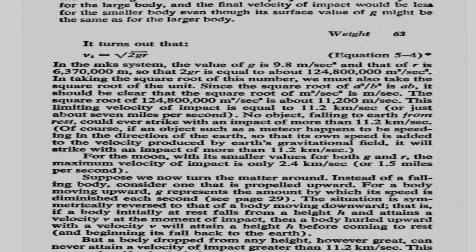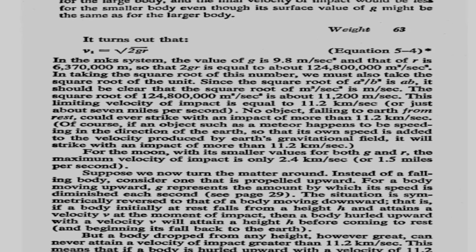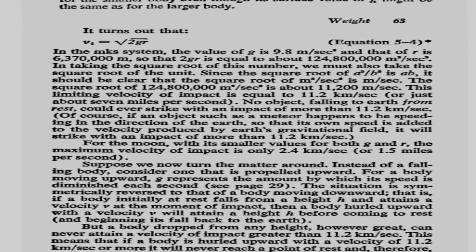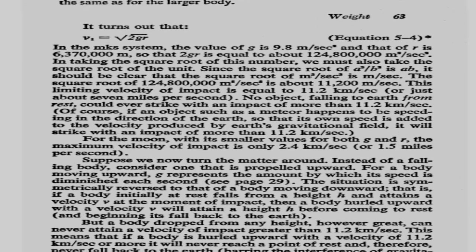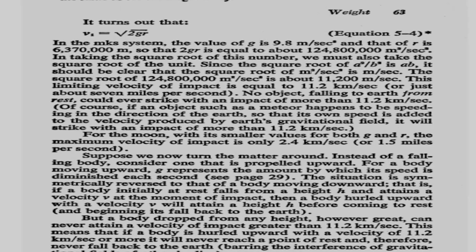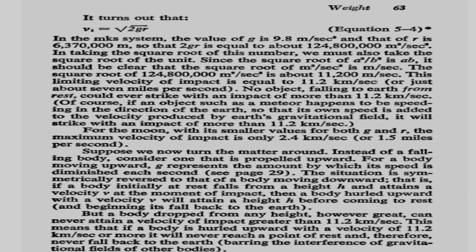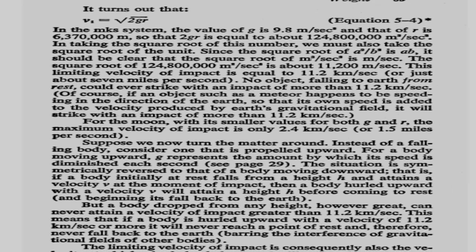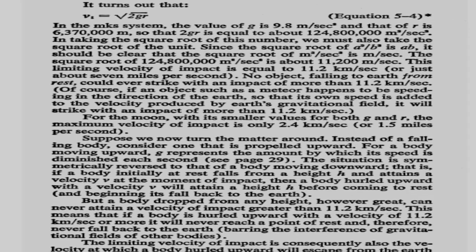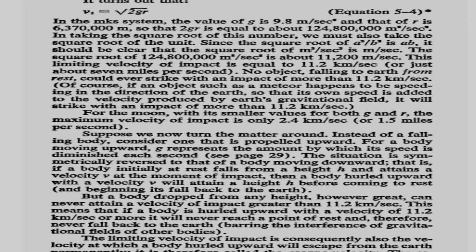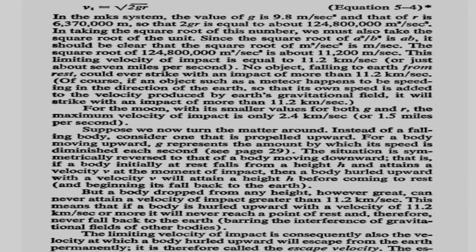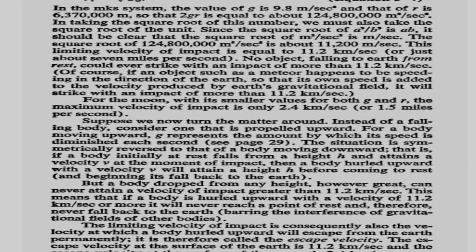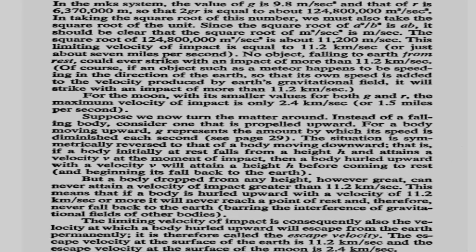Suppose we now turn the matter around. Instead of a falling body, consider one that is propelled upward. For a body moving upward, g represents the amount by which its speed is diminished each second. See page 29. The situation is symmetrically reversed to that of a body moving downward. That is, if a body initially at rest falls from a height h and attains a velocity v at the moment of impact, then a body hurled upward with a velocity v will attain a height h before coming to rest and beginning its fall back to the Earth.